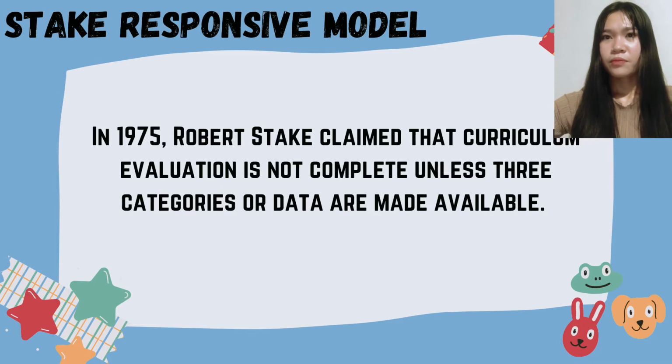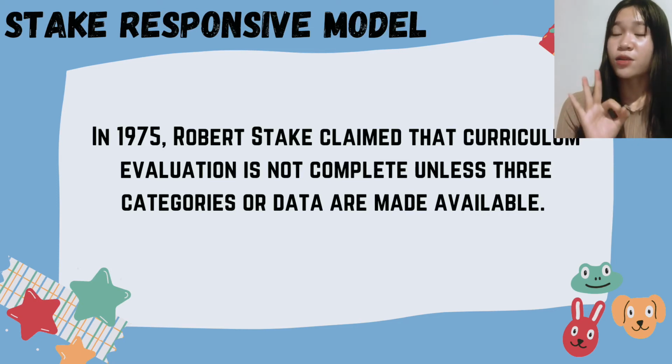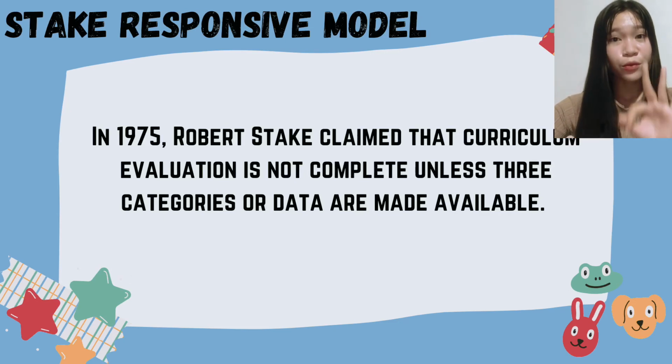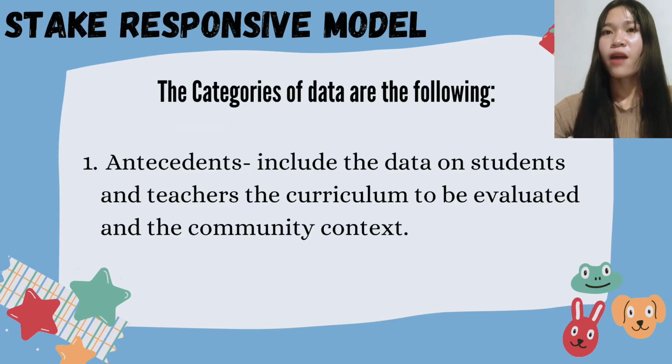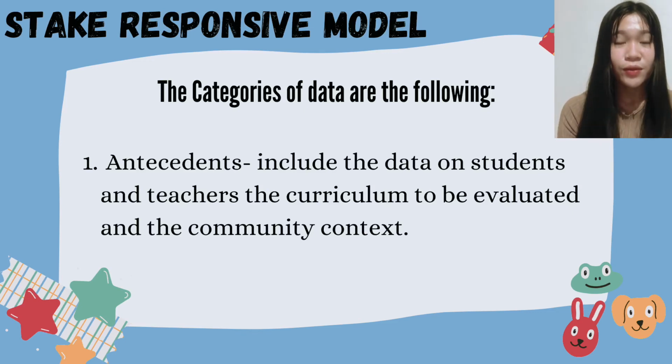Now, in 1975, okay, Robert Stake claimed that curriculum evaluation is not complete unless 3 categories of data are made available. Now, what are these 3 categories? Okay, these are the following. We have the first one, the antecedents. Okay, it includes data on students and the teachers, which is the curriculum to be evaluated, and the community context.